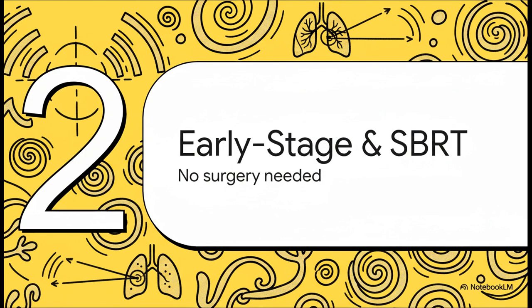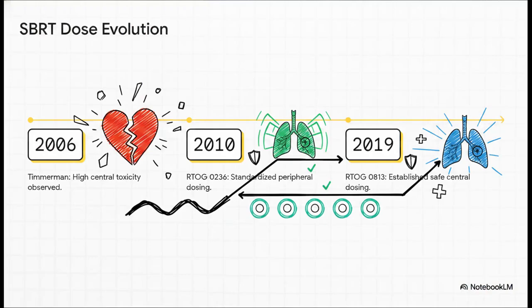Moving right along to Section 2, early stage non-small cell lung cancer and SBRT, the era of no surgery needed. Looking back at the history, it really is a wild ride. In 2006, Timmerman's trial showed us amazing local control, but came with a really stark warning. Giving 60 to 66 gray in 3 fractions to central tumors caused unacceptably high, severe toxicity. We're talking nearly half the patients hitting grade 3 or higher events. Yikes.